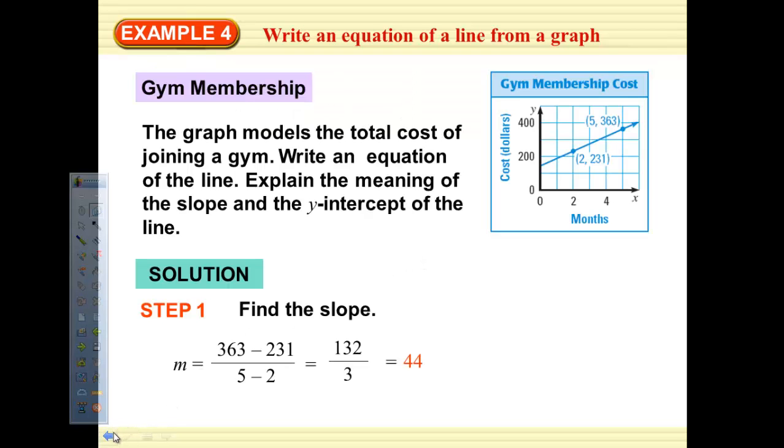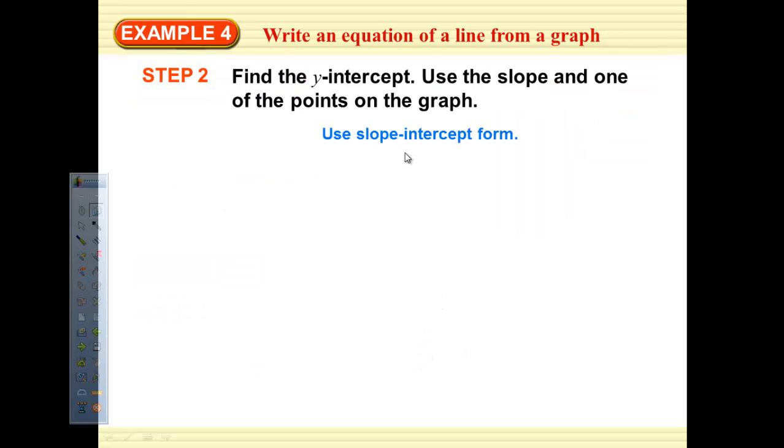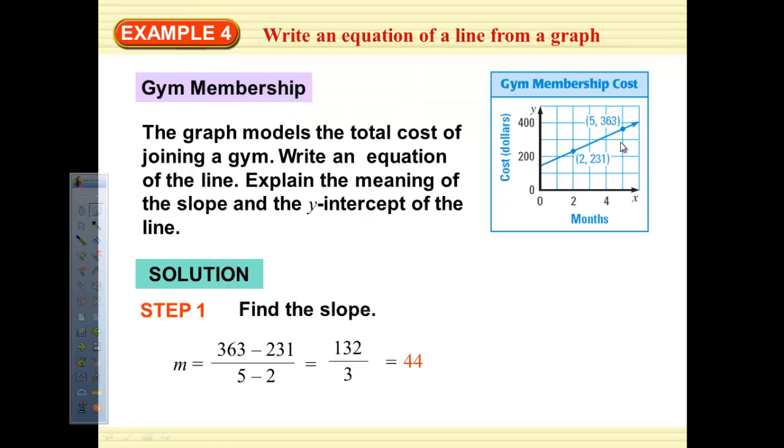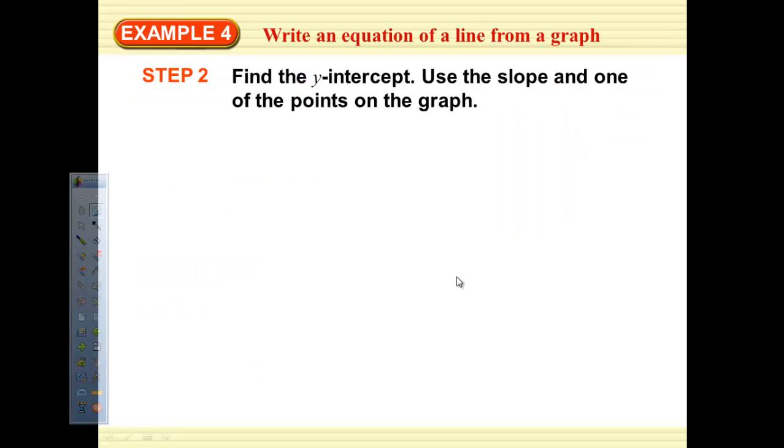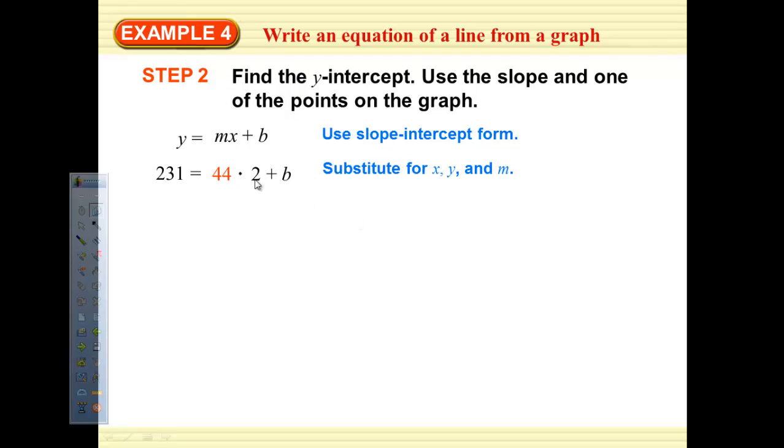Again, what we do is we take the slope that's here and plug it into the equation y equals mx plus b. So we have y equals mx plus b. Plug the 44 in, plus choose one of the 2 points. Let's go back one more time. We can either choose 2, 231 and plug that in for x and y, or 5, 363. We will get the same answer either way. So in this case, if we plug in, we get 2 and 231 was what they did.